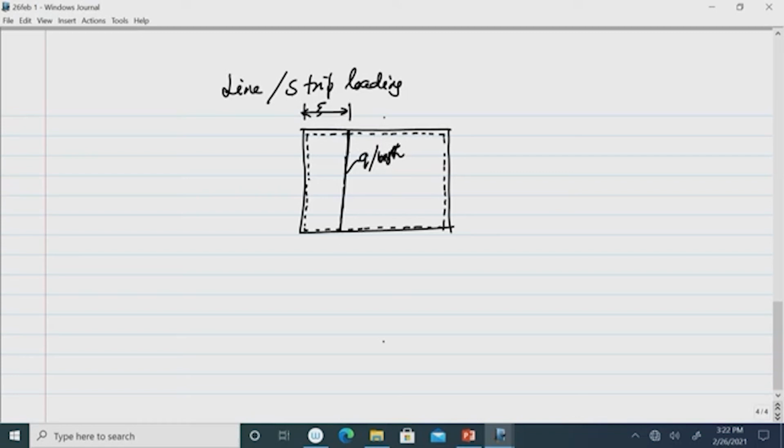So, in such cases the load q(x, y) is defined as q, then the Dirac delta function x minus xi, where q represents the intensity along the line. So, this is the load representing a strip loading on the plate. With the help of this representation, now we can obtain Q_mn.